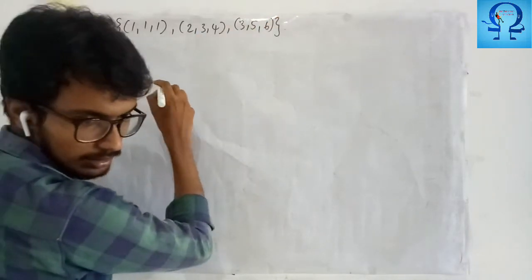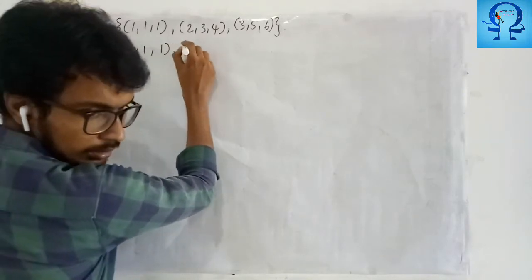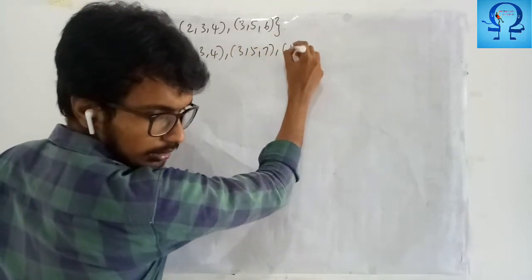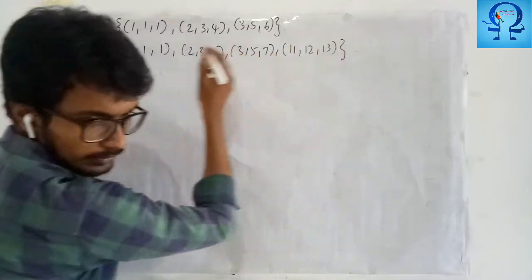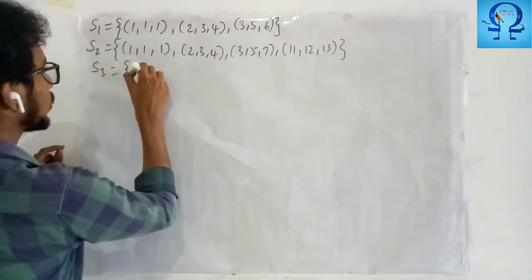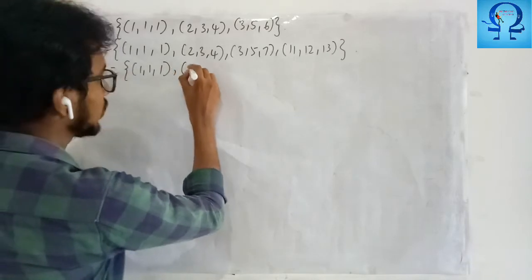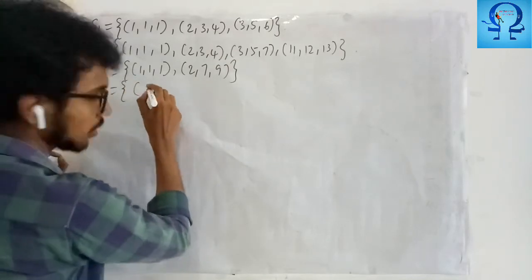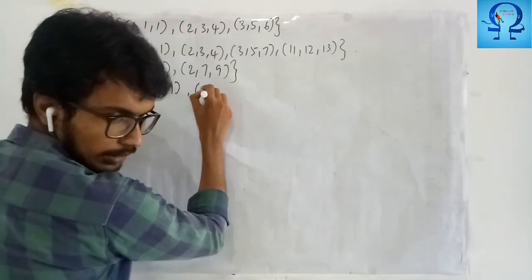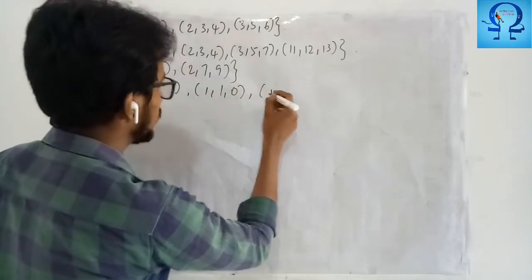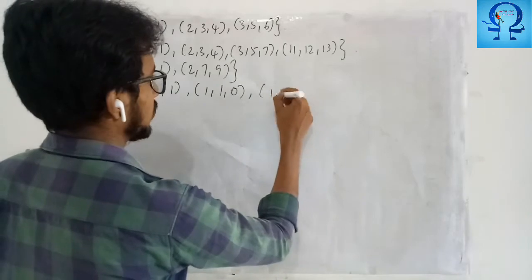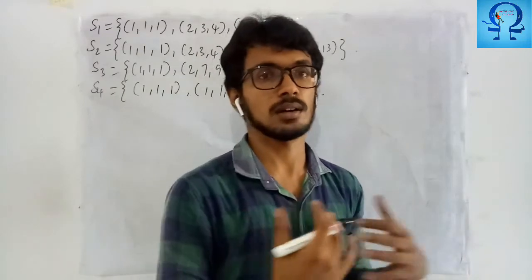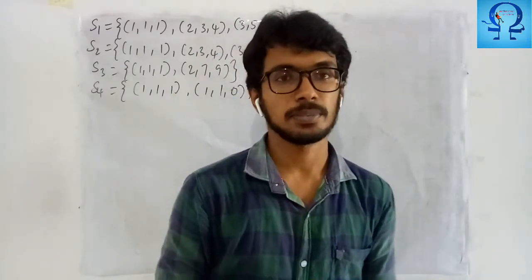I have another set: (1, 1, 1), (2, 3, 4), (3, 5, 7) and (11, 12, 13). S3 is (1, 1, 1) and (2, 7, 9), and S4, let me have this to be (1, 1, 1) and (1, 1, 0), and okay, this we have checked, I suppose, so let me take it to be (1, 0, 1). So let us have these four things and let us examine for the linear dependence or independence, right?